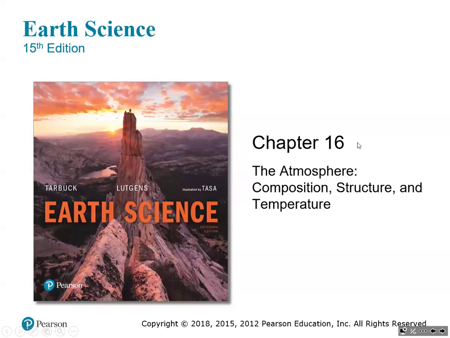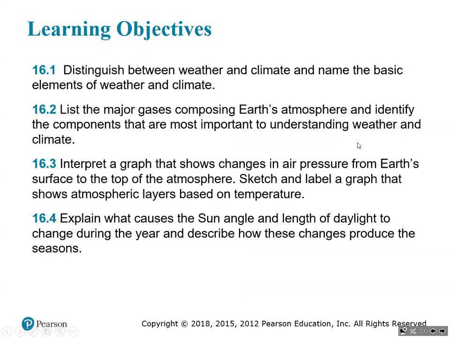So we're beginning on chapter 16, which is on the atmosphere, its composition, structure, and temperature. So we've moved on from space down to the atmosphere. So we'll talk about the difference between weather and climate, and we'll look at the basic elements of weather and climate. We'll talk about what the atmosphere is made of, the gases that make it up, and identify the components that are most important to understanding weather and climate.